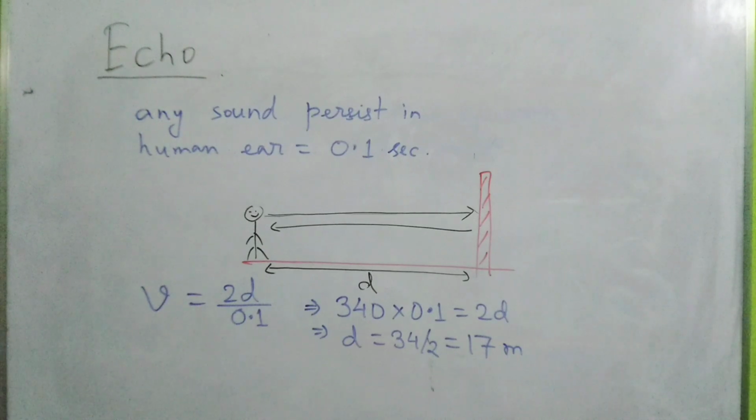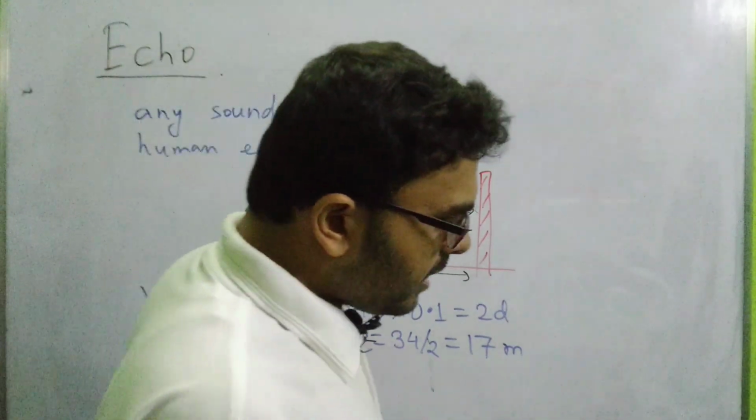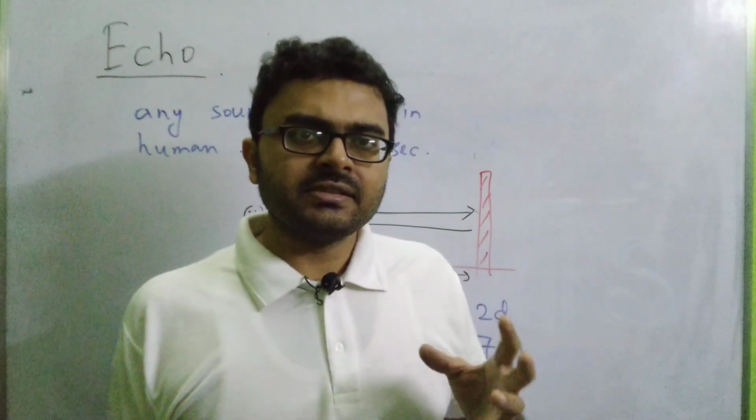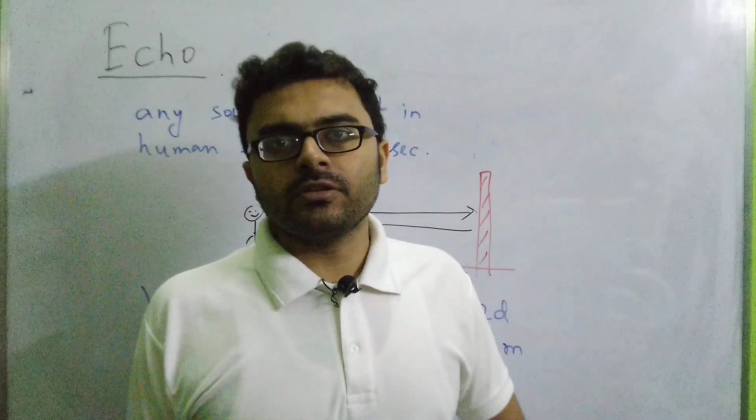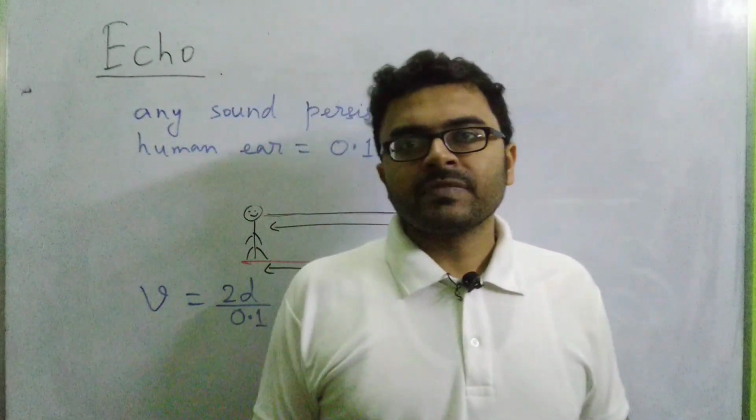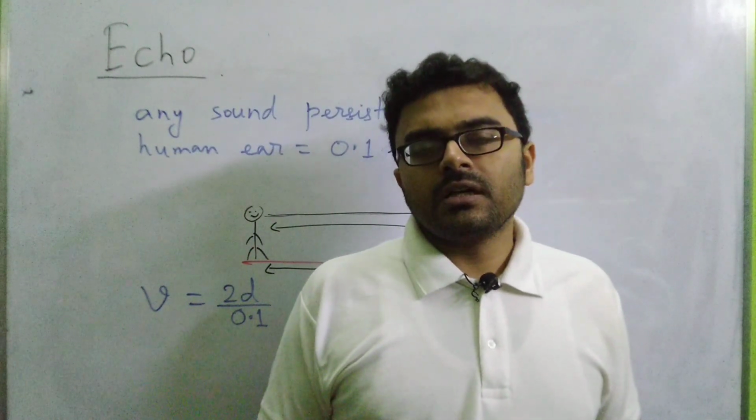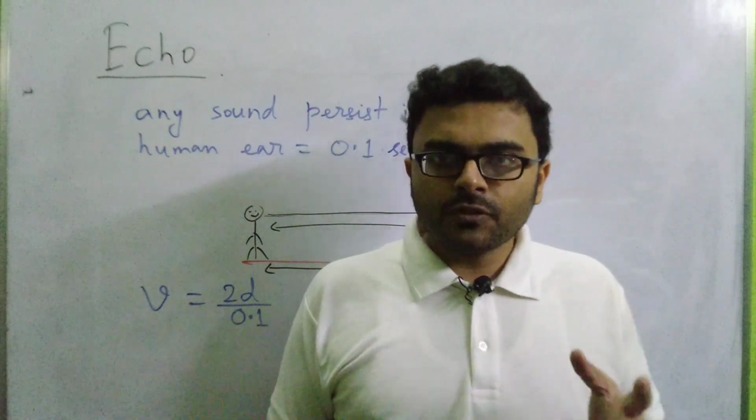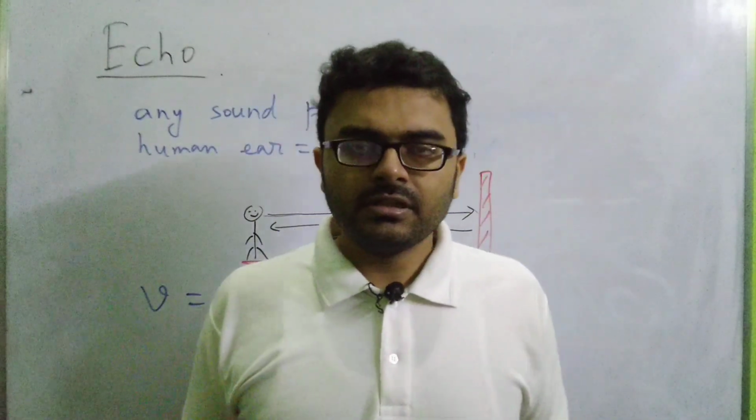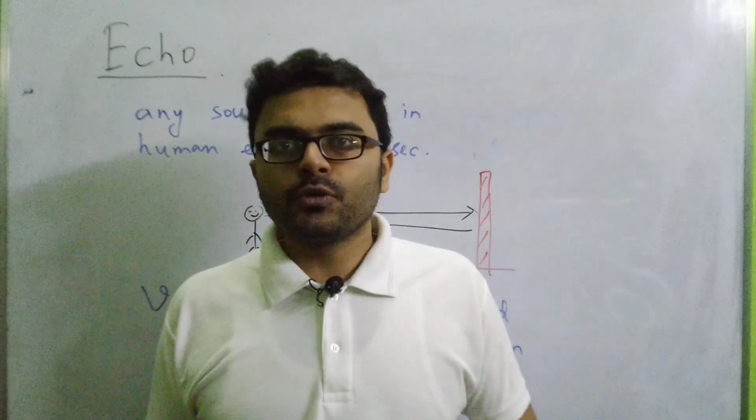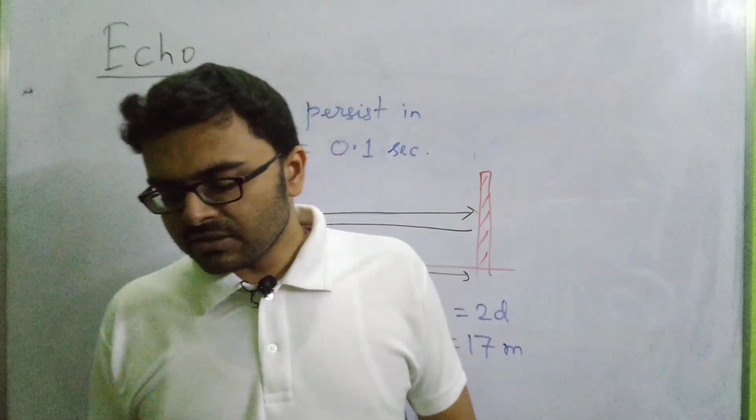And generally what happens, we have seen that in large auditoriums or large cinema halls, the walls are quite far apart, and the distance between the walls and the sound producing device can be greater than 17 meters also. So there is a chance of hearing the echo. So to prevent the echo from being heard again and again, what is done? The walls are covered with some soft surfaces like velvet, that absorbs the sound and the echo is prevented from being produced. So this is all about echo.